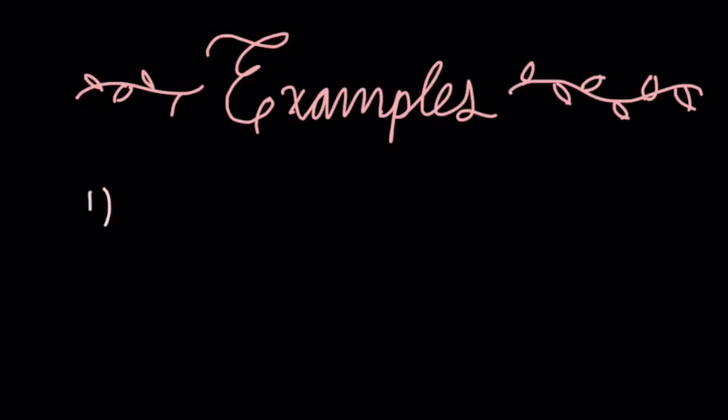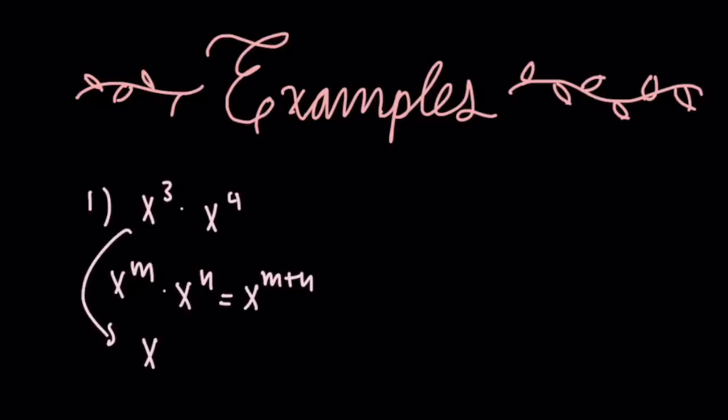Let's move on to some examples. So the first one we will try is x to the power of 3 times x to the power of 4. In this case, we use the first property that we learned where x to the power of m times x to the power of n is equal to x to the power of m plus n. So we can rewrite our problem as x to the power of 3 plus 4 is equal to x to the power of 7. The next problem we will try is x to the power of 10 divided by x to the power of 4.